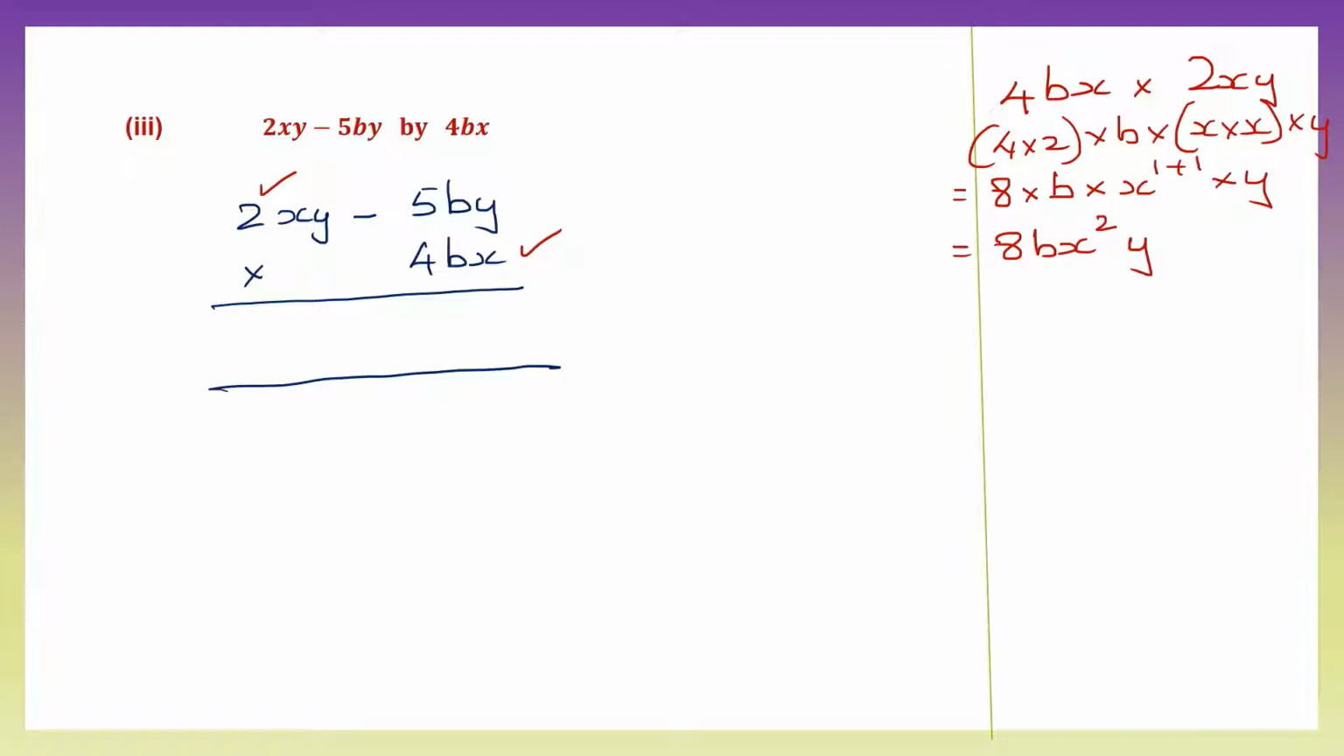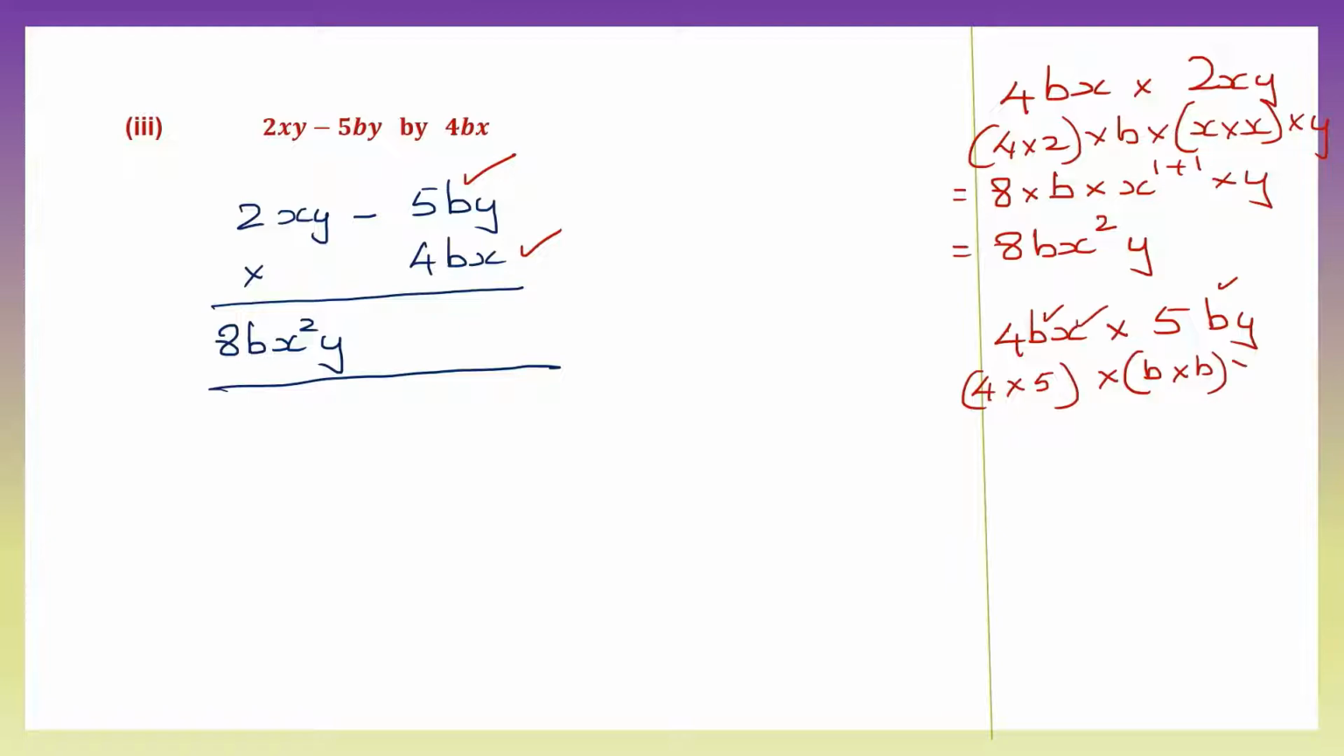So what do we have? We have 8bx square y. So now we finished with 2xy. Now let's do 4bx into 5by. Let's take only the numbers. 4 into 5 into, we'll take the b's. There's one b here and one b there. So b into b. Now there's only one x and there's only one y. So let's do this. 4 5s are 20 into b to the power of 1 plus 1 into x into y. So that makes it 20b square xy.